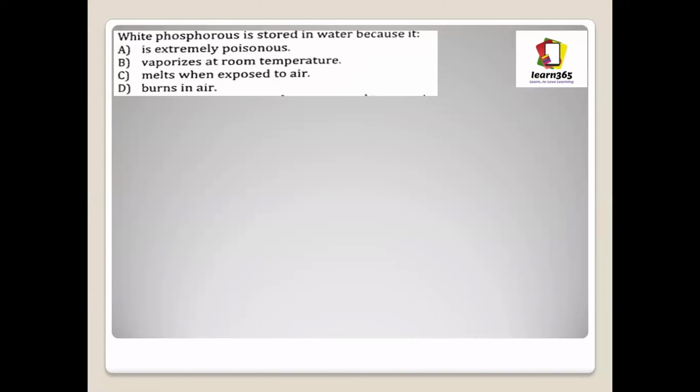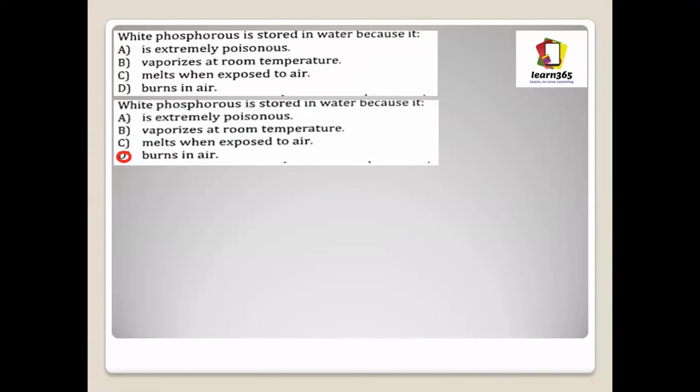Okay, thank you sir. Yeah, you start. Okay, the answer is it burns in air. What are the various properties of white phosphorus? You can type it or tell me the answer. The physical properties of white phosphorus. Poisonous. Very good. Reactiveness. Very reactive. That's why we don't store it outside. White phosphorus is stored underwater.